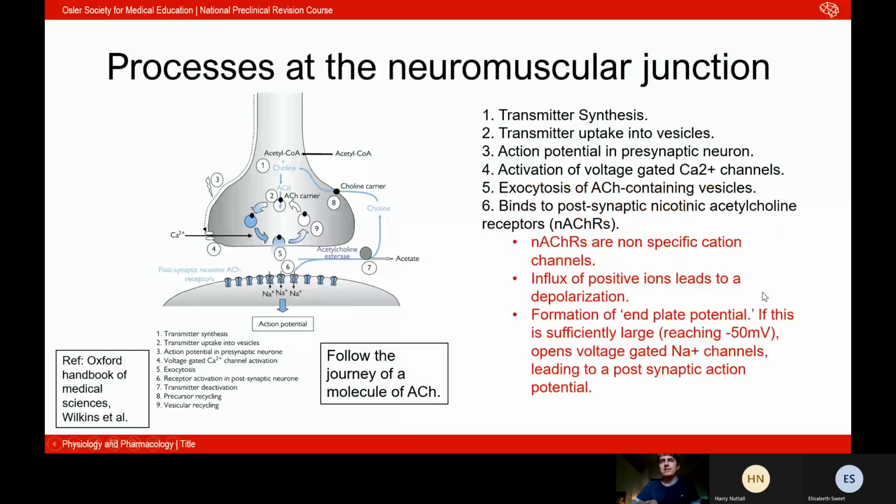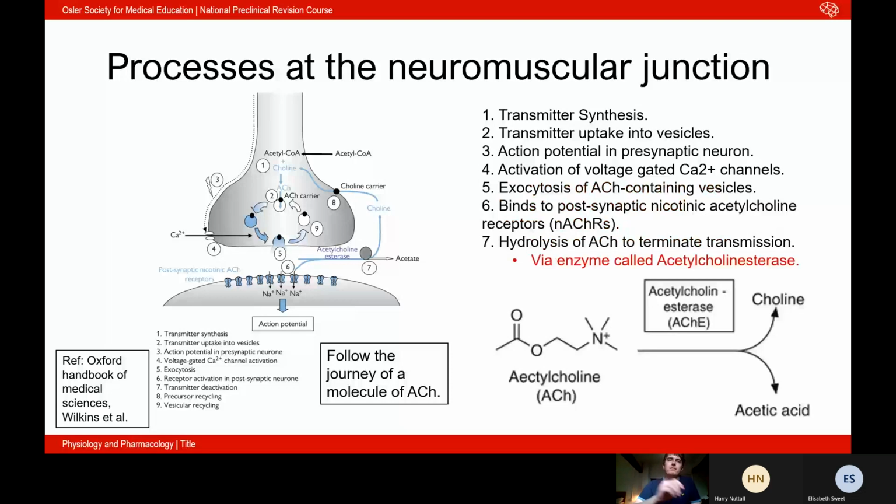But the influx of these positive ions leads to these depolarizations, these end plate potentials that can form. And if they're sufficiently large, if the amount of quantal acetylcholine release is enough, and the end plate potential reaches a threshold of around -50 millivolts, you get further opening of voltage-gated sodium channels, and that leads to this postsynaptic action potential, which is going to be transduced in the muscle in various ways that we're going to come to.